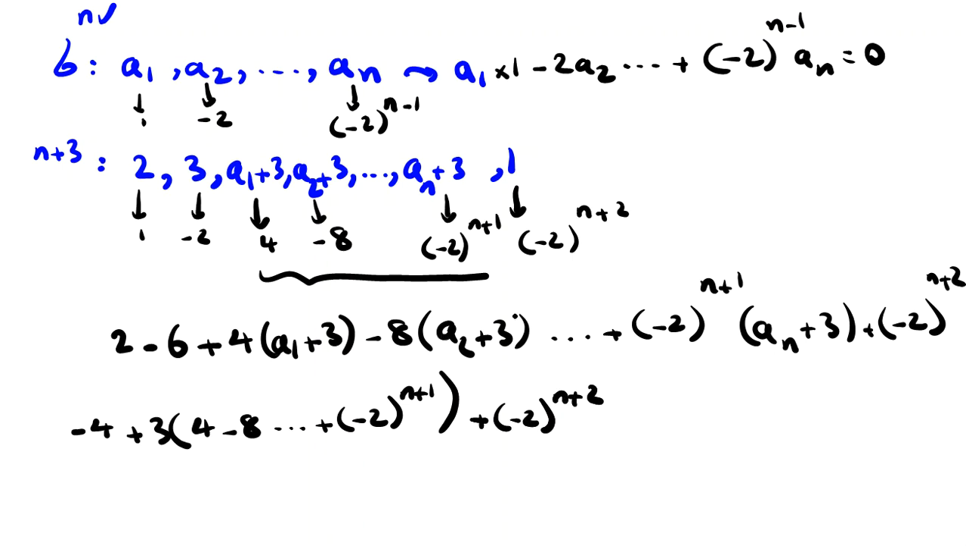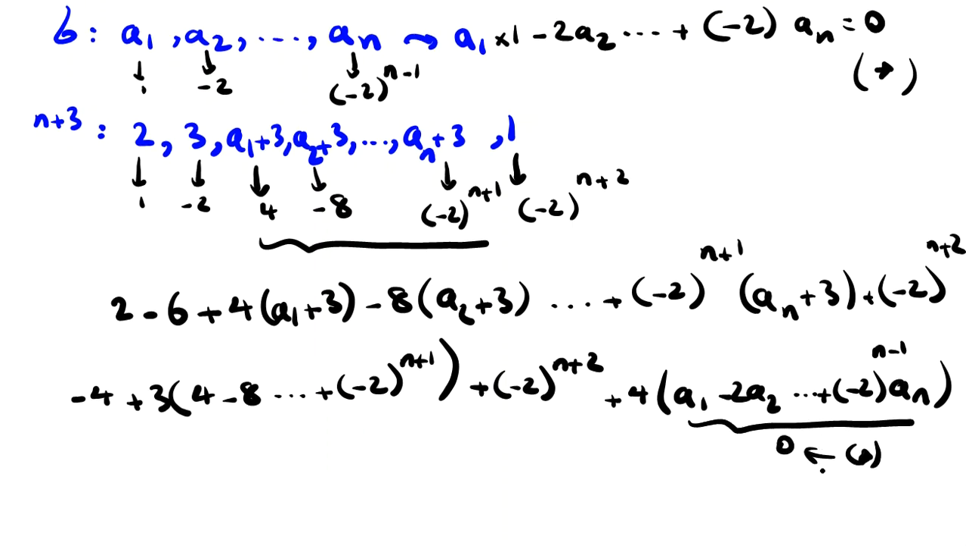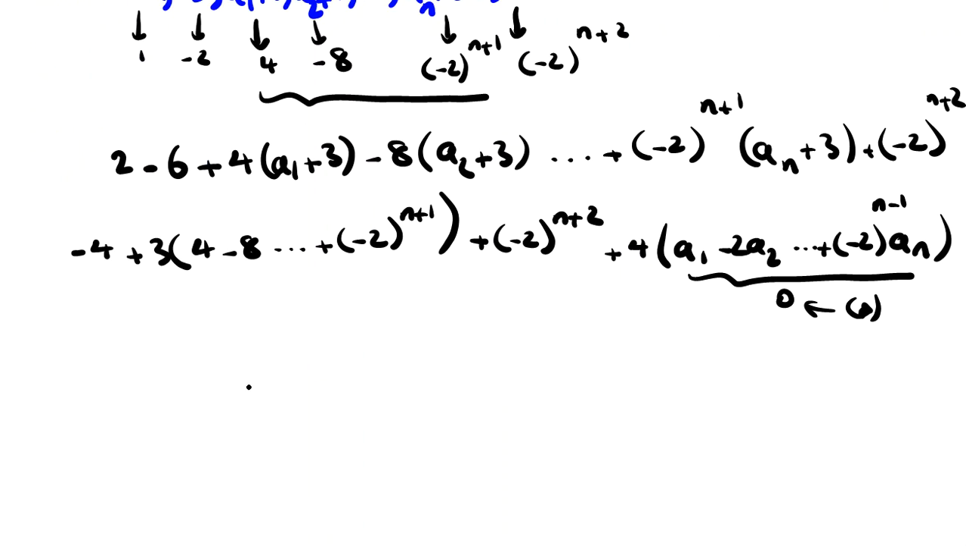And here, for a1, a2, if I factor from 4, it will be a1. The next one will be negative 2a2. And this one will be negative 2 to the power of n plus 1 minus 2, because I factor from 4, which is 2 squared, which is n minus 1 an. And now, I know from this part, if I call this one star, from star, I know it is 0. From star. So I should prove that the rest is also 0.